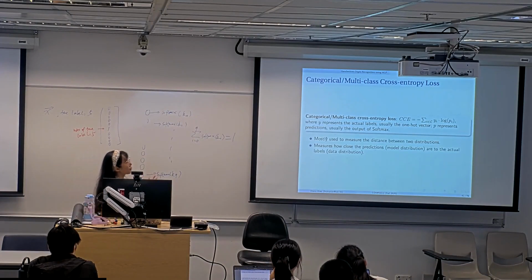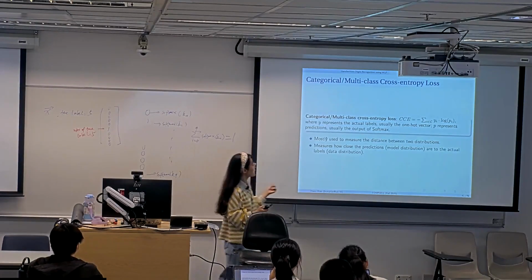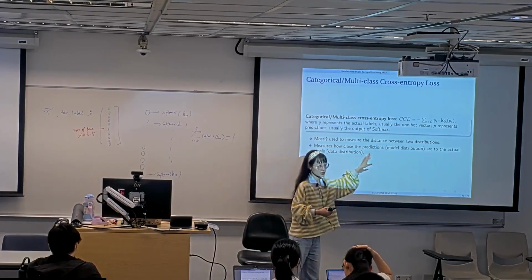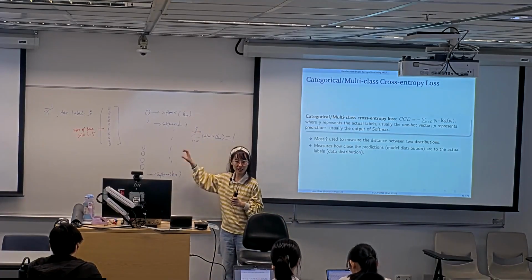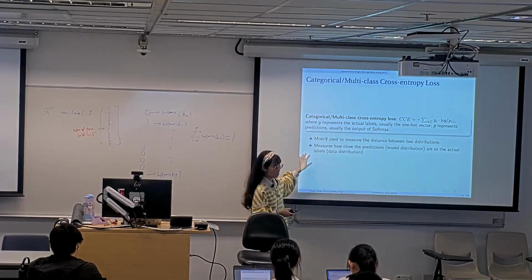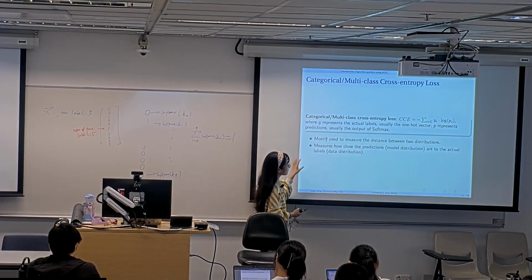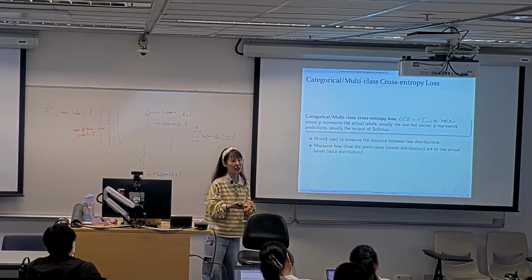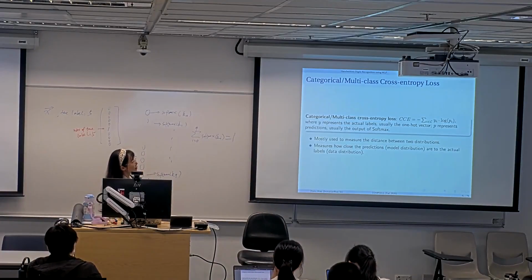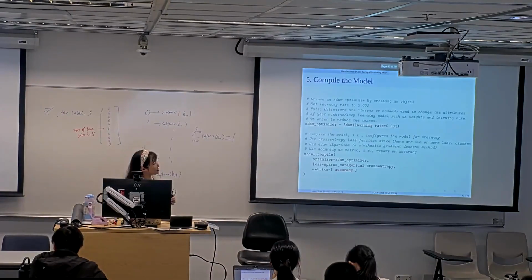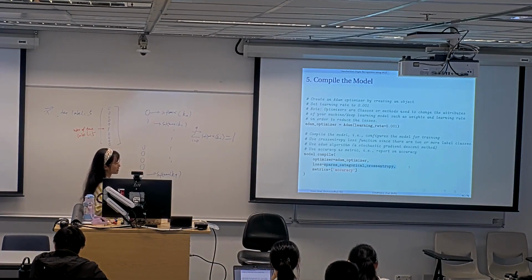Specifically for a multi-class classification task, we can consider it tries to measure how close the predictions are to the actual labels. The predictions are the model distribution, all of these pi. And the actual labels are the data distribution, the true distribution in our data. We usually use this categorical or multi-class cross-entropy loss as the output layer's loss. And here we use this one, but of course we use the sparse version for efficiency. This is for practical implementation.